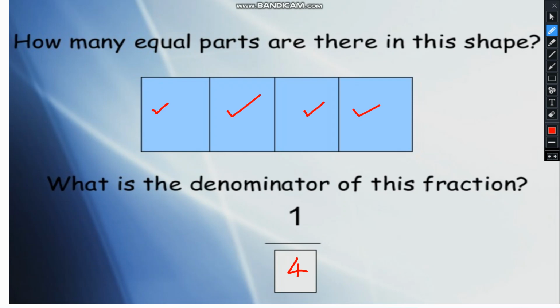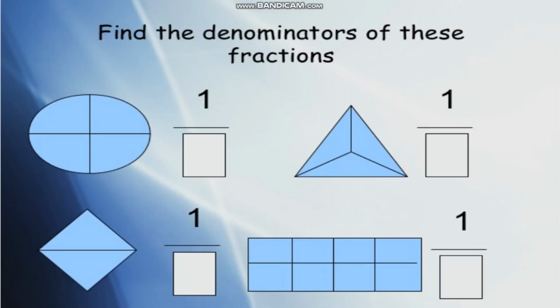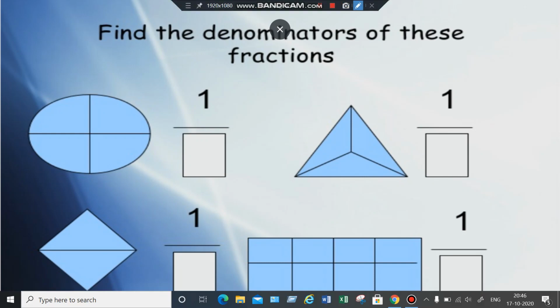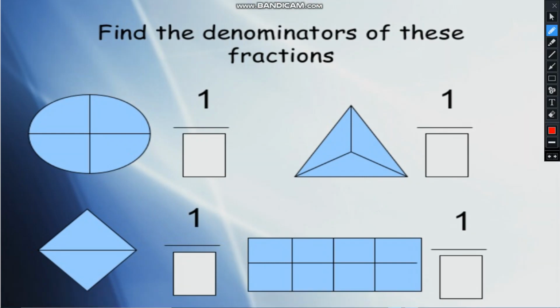So the denominator is 4, the number of parts the whole shape has been divided into. Now let us take some more examples here. Suppose we are having this number of figures here. Over here, the circle is divided into 4 parts. So what are we going to write here in the denominator? Yes, 4. Now see this triangle. How many parts has it been divided into? 1, 2 and 3. So what will we write here in the denominator? We will be writing 3.